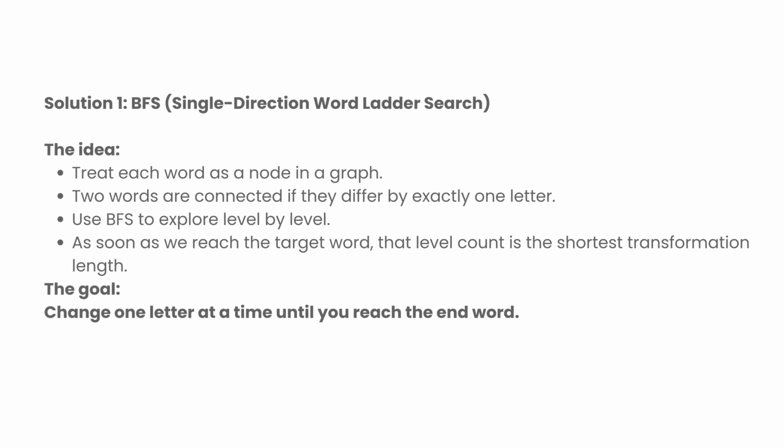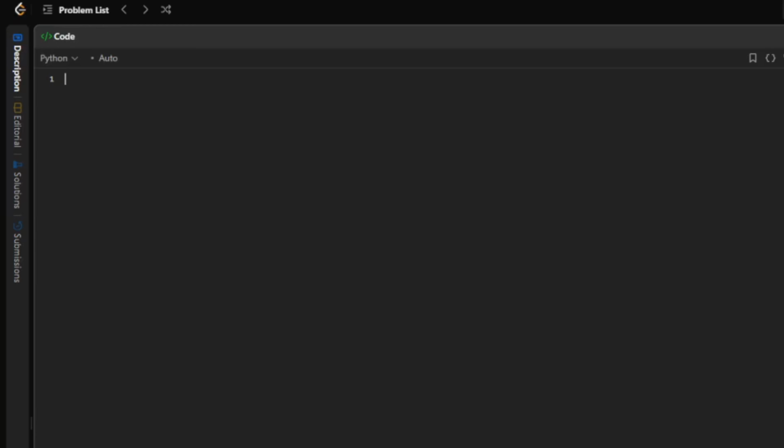The idea of BFS for word ladder: treat each word as a node in a graph. Two words are connected if they differ by exactly one letter. Use BFS to explore level by level. As soon as we reach the target word, that level count is the shortest transformation length. The goal is to change one letter at a time until you reach the end word. Line by line explanation of the code.